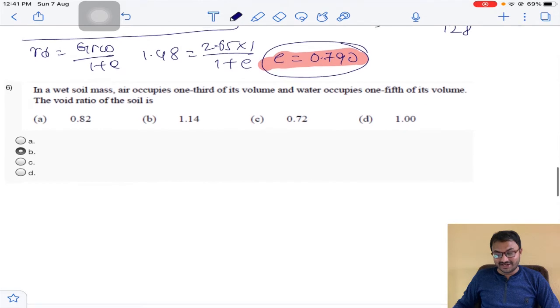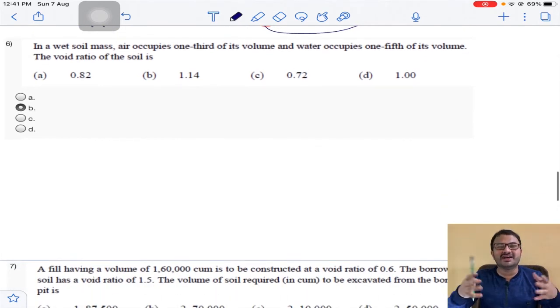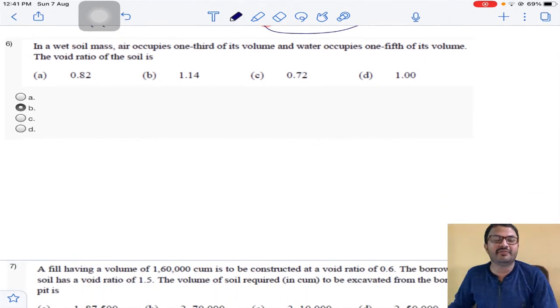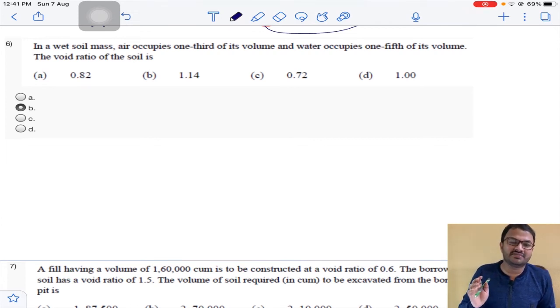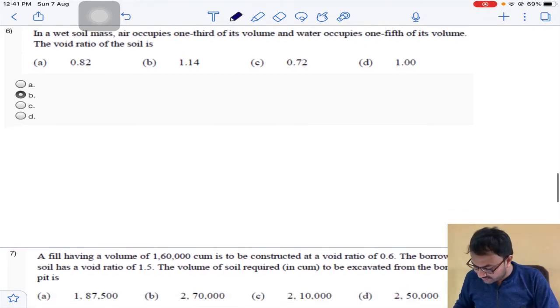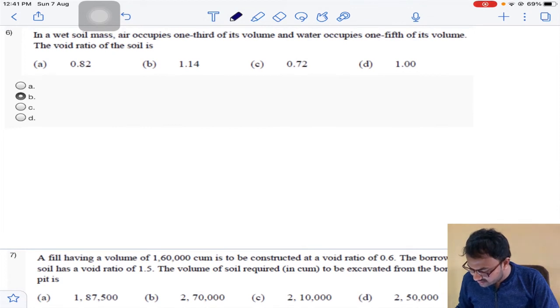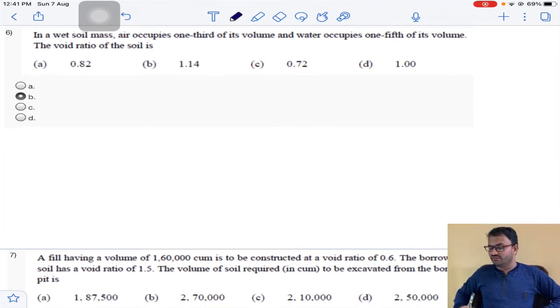And again, the next most important question is small but the logic is more. Many lengthy questions will have solutions with very simple steps, but very small questions, like 1 or 2 lines, will have logical answers. So what he said: in a wet soil mass, air occupies 1/3 of its volume, and water occupies 1/5 of its volume. Void ratio of the sample is?